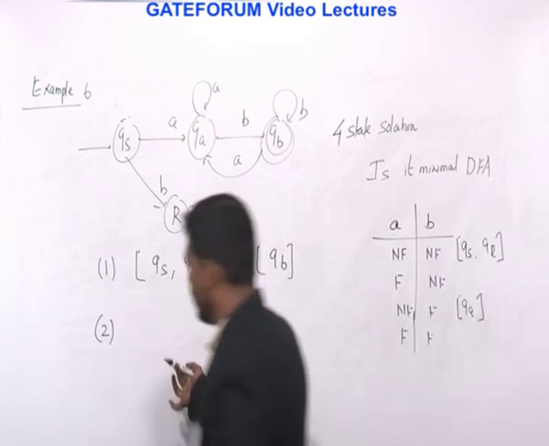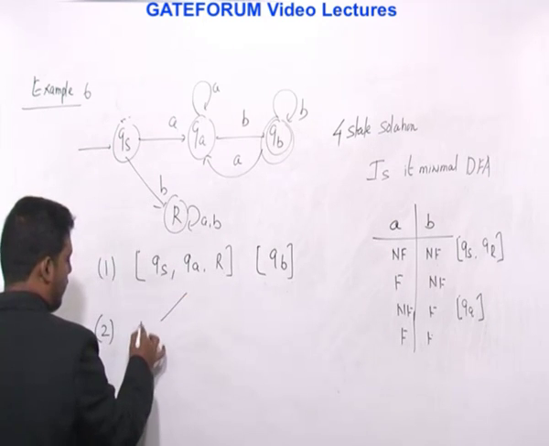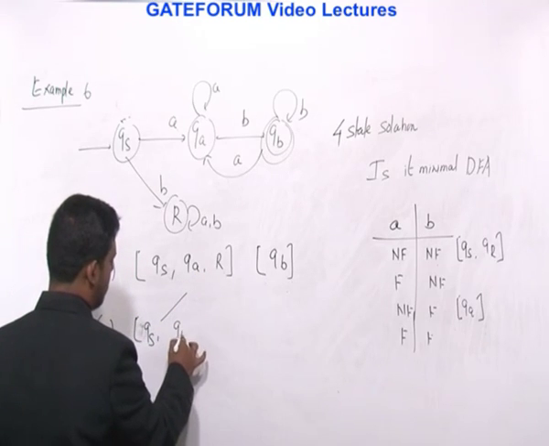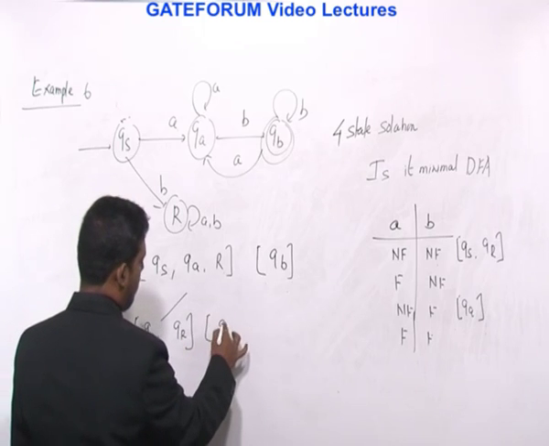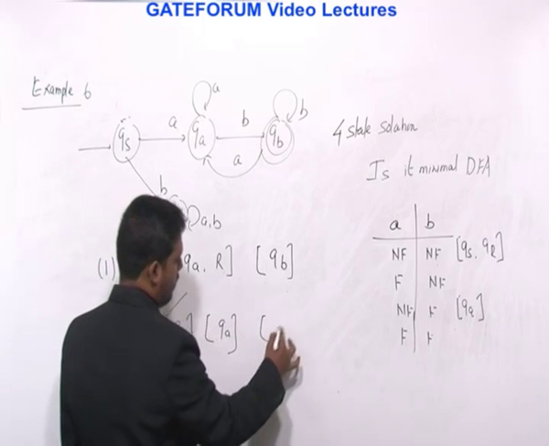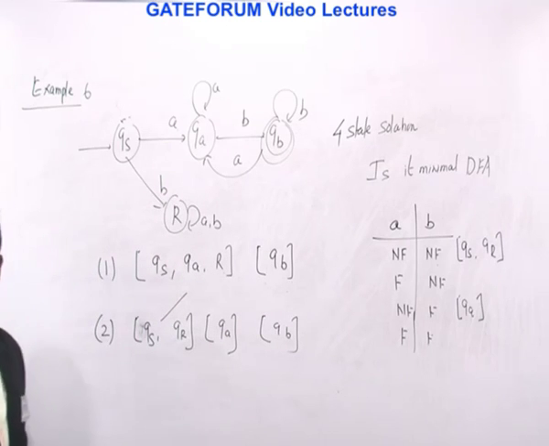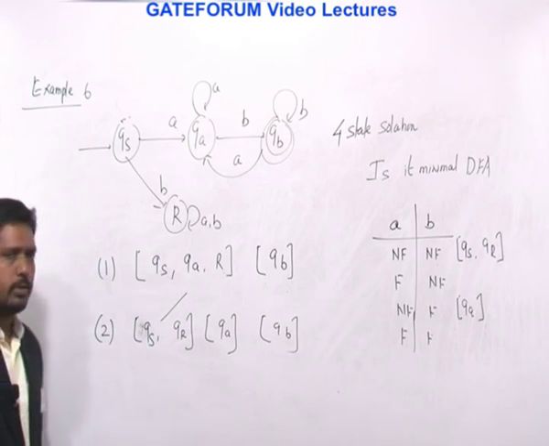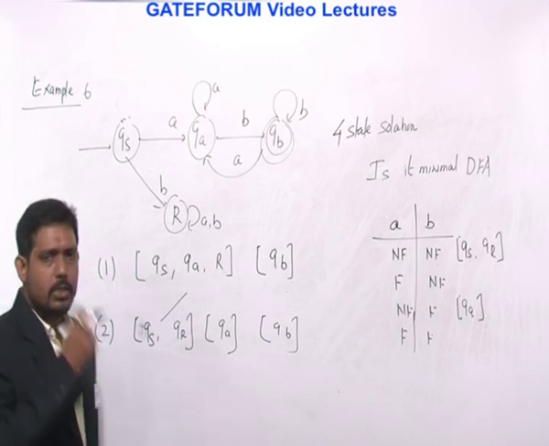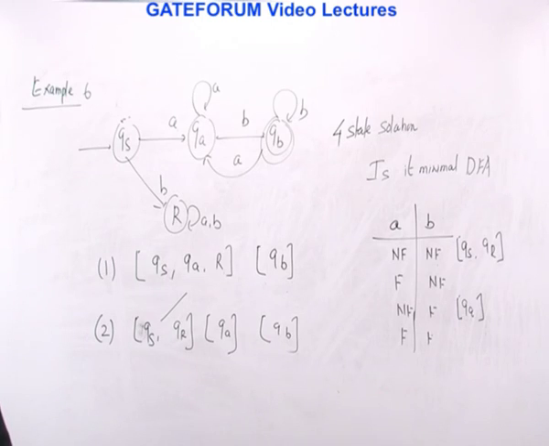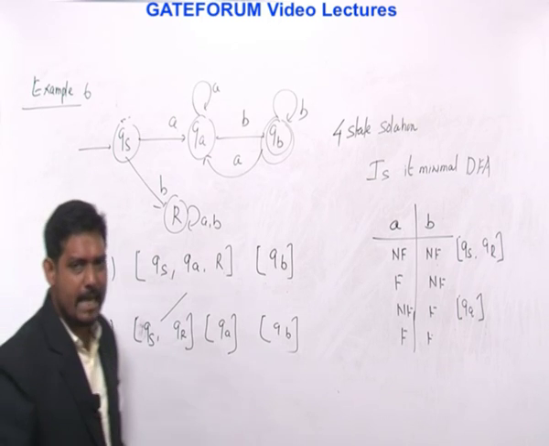So this further partition can be done as QS and QR in a single group, and there will be QA and there will be QB. Once I have done these two trivial steps, I need to verify whether two states are equivalent or not, whether QS and QR are equivalent or not, and I verify this based on whether they are going into the same partition or not. So whether QS and QR are going to the same partition.